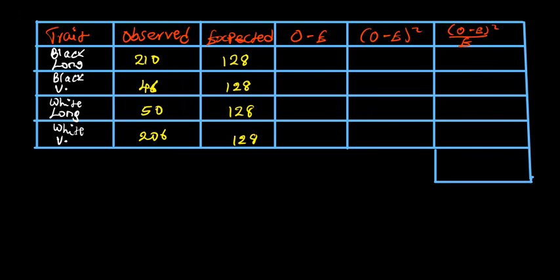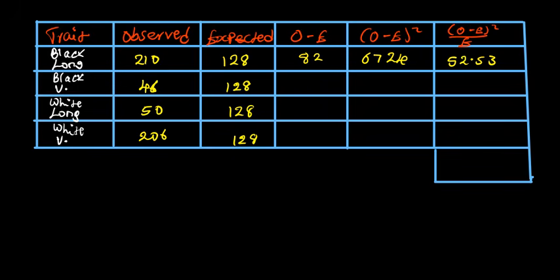So for the first one, observed we have 210 minus expected 128. So we have 82. Next we have to square this difference. So when we square this, we are getting 6,724. Next we are going to say this squared divided by expected, which is 128. So what are we getting? Divided by 128, we are getting 52.53.